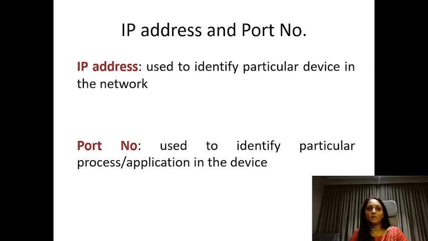So what do you mean by IP address? IP address is nothing but a numerical value that is given to a particular device, so we can uniquely identify it. Port number is also a numerical value, which is assigned to the application, or we can call it a process, which is running on that device, right? IP address is used for host to host communication, but port number is used for process to process communication.